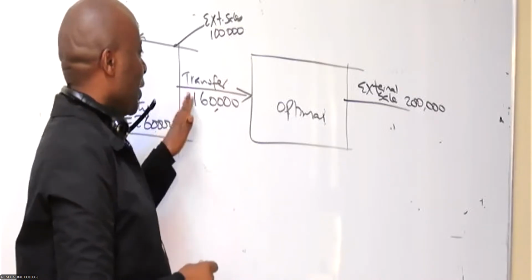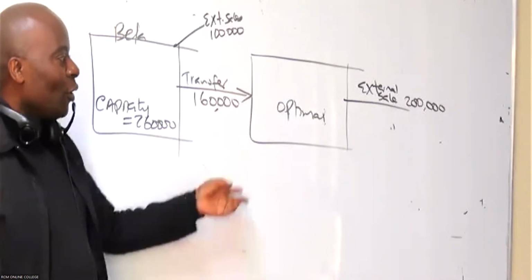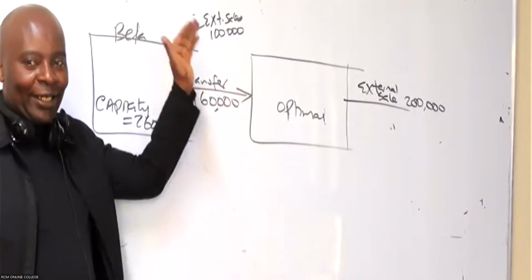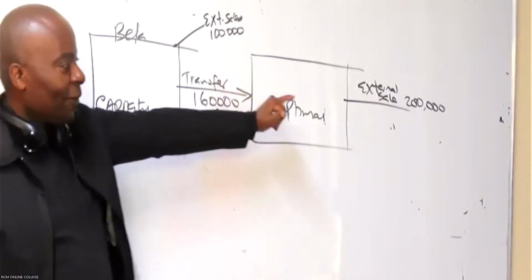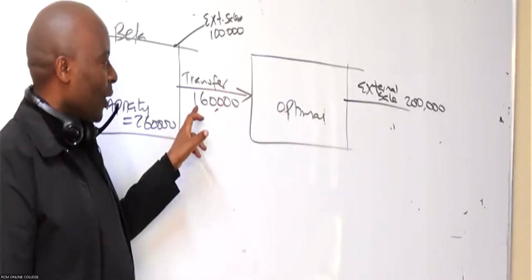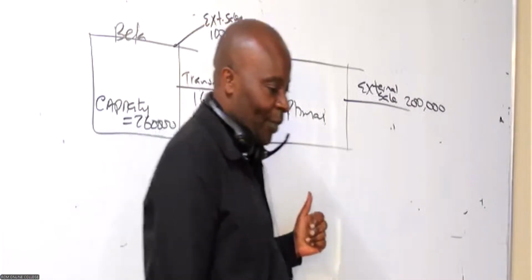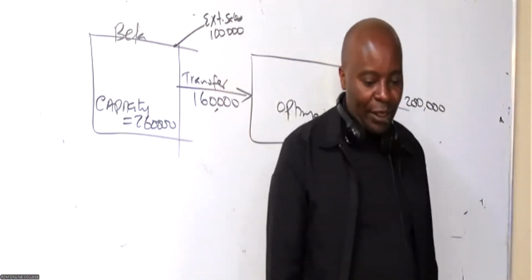And if it doesn't snatch business from anybody, it means that Optima has to buy some goods from outside. Because you see, Optima wants to sell how many? 200,000. And you know it's a one-on-one component. And you can see they're receiving 160,000. So they'll have to buy 40,000 from outside. So first of all, draw that. Try to understand this.